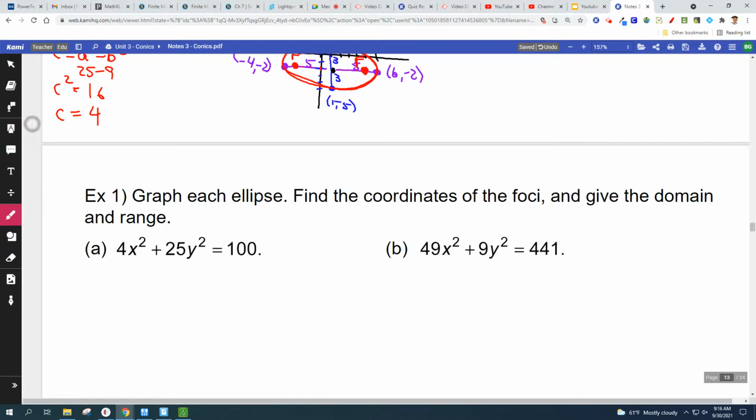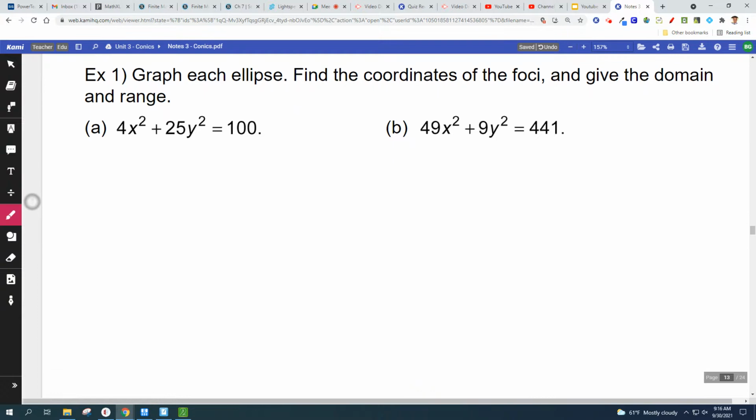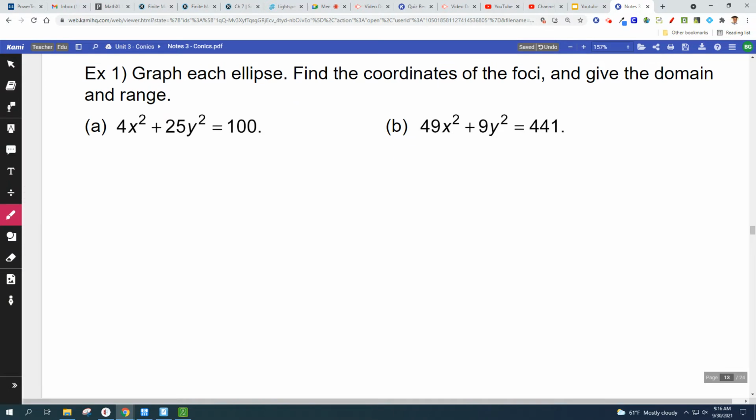And so when I look at this example, it's a little bit tricky at first because it doesn't equal 1, and we also don't see that fraction that comes out. But all I'm going to do is divide both sides by 100 to force it to equal 1. And over on the left, you've got 4 over 100, and that reduces to 1 over 25. So this x squared part is going to be x squared over 25.